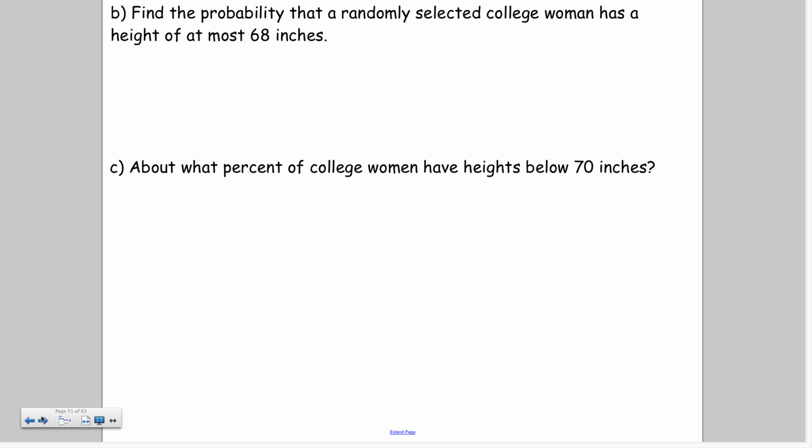So find the probability that a randomly selected college woman has a height of at most 68 inches. We're not going to do that one because that gets into Z-score. We're going to do that later on. So just cross this one out. You have to do this one. Okay? All right. About what percent of women have heights below 60 inches?